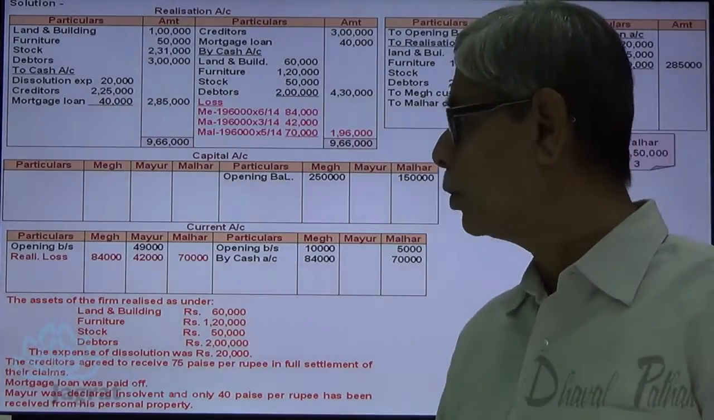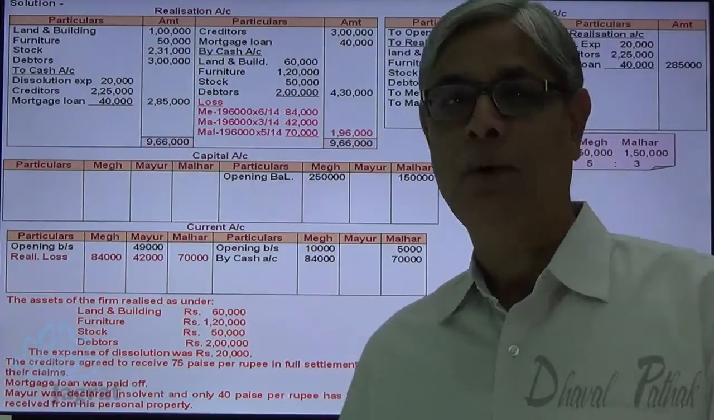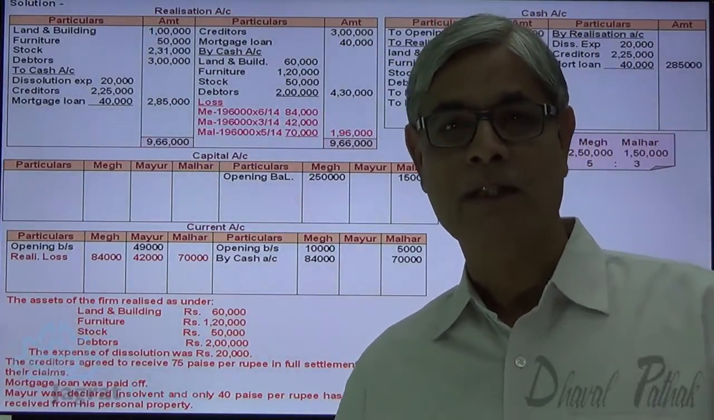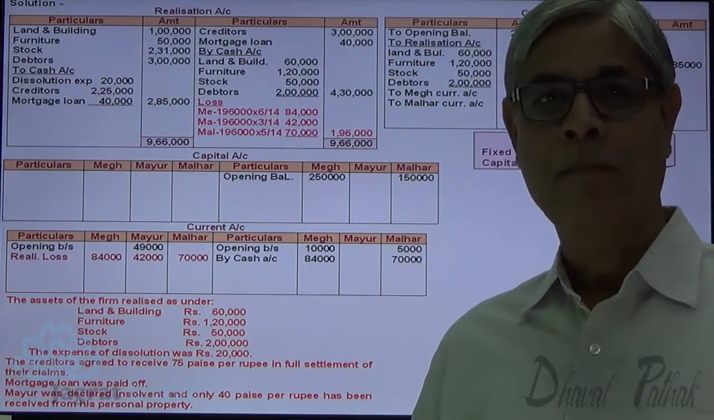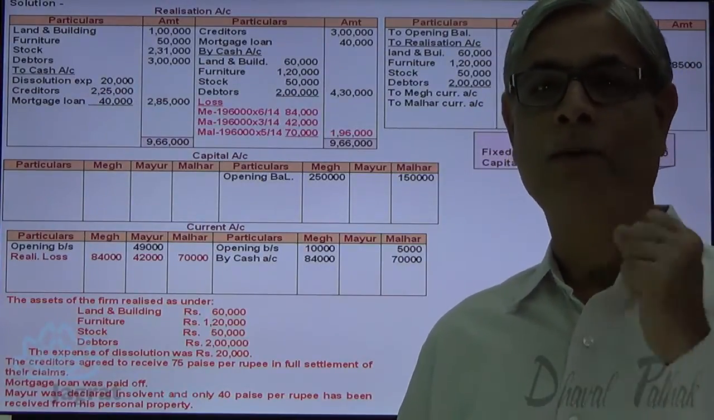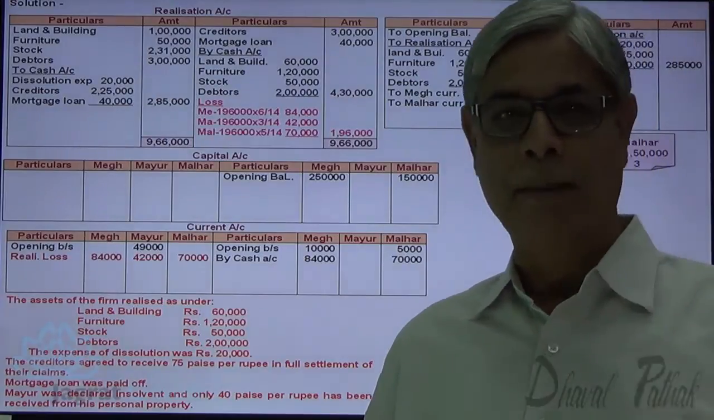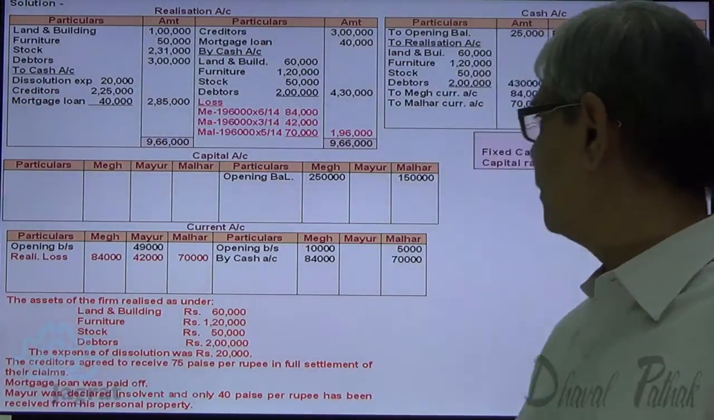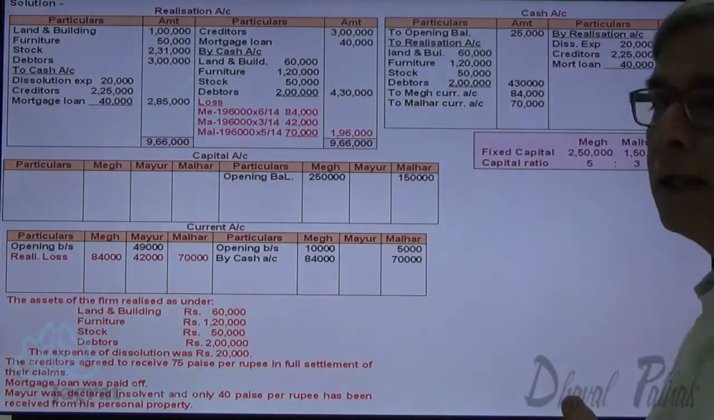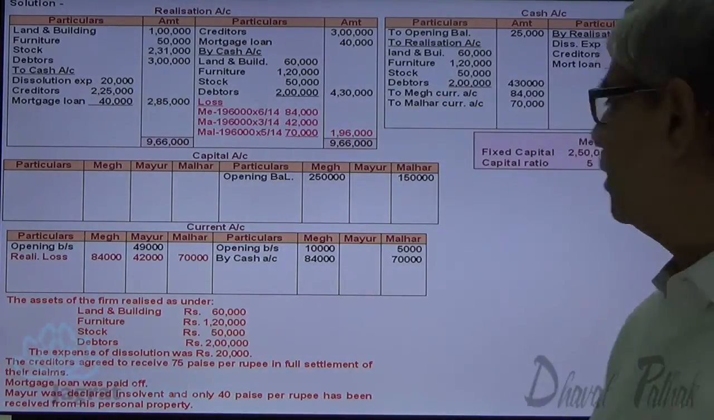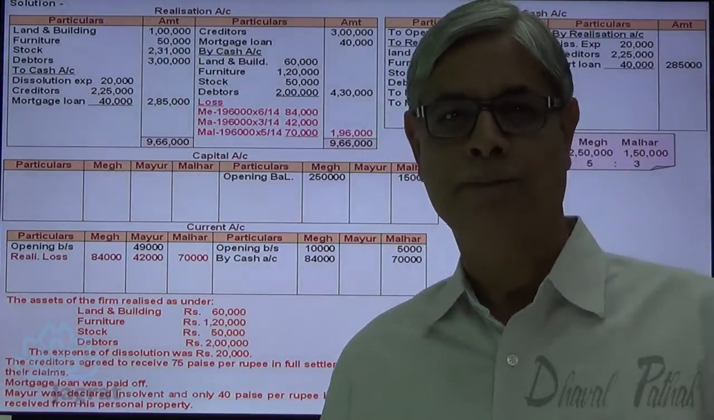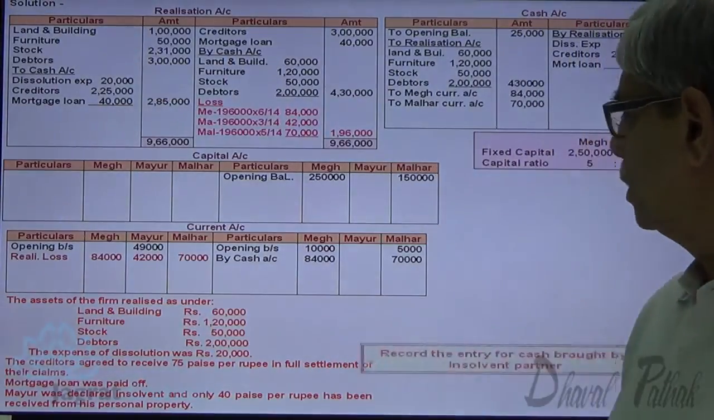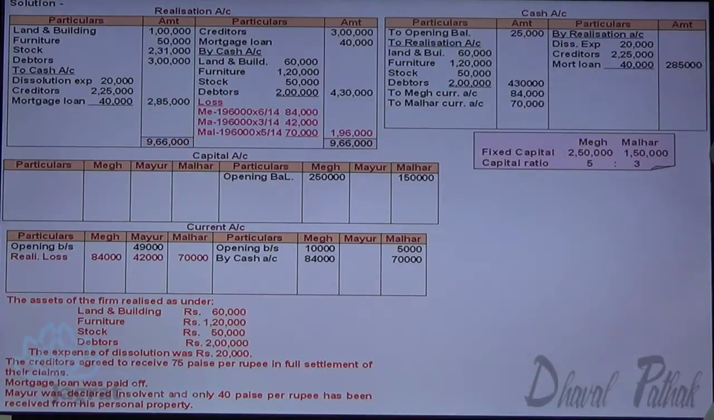Now, who is insolvent? Mayur is insolvent. How much amount is due from him and how much does he bring? Let us find out the amount that he could not bring, which is known as capital deficit. And the capital deficit will be distributed in the ratio of capital as at the time of dissolution of the firm, that is 5:3, and we have to consider the fixed capital ratio. So let me work out the capital deficit.